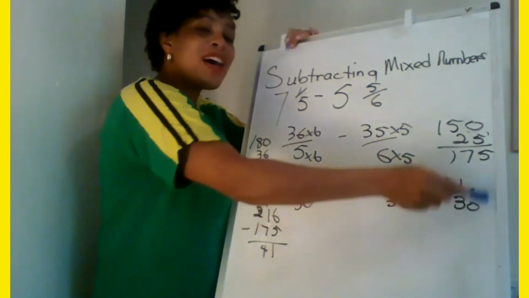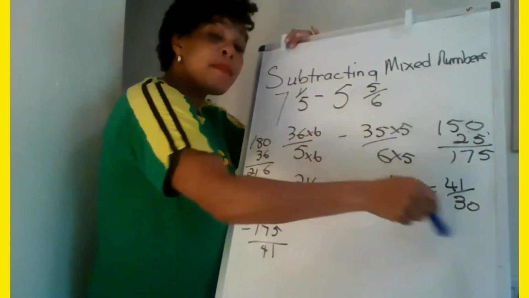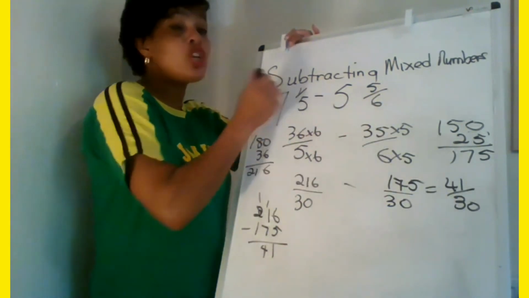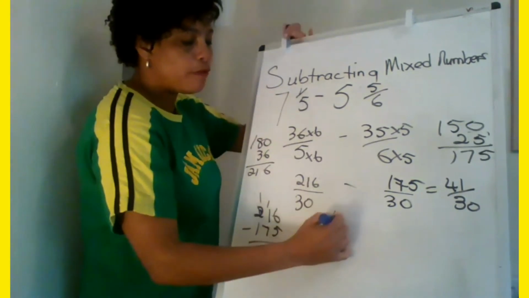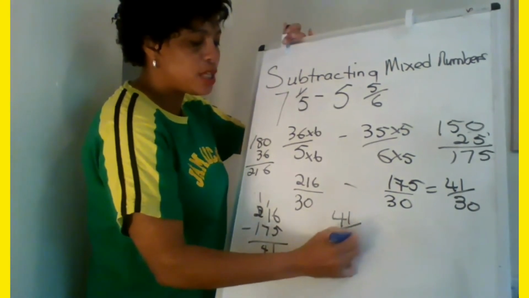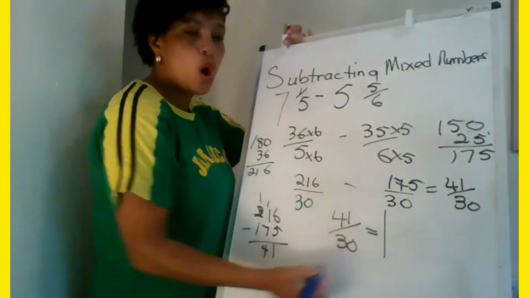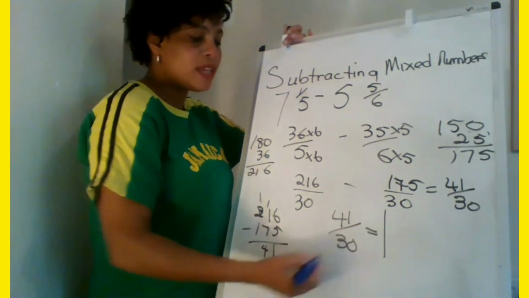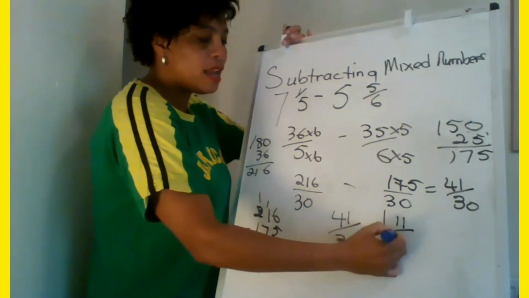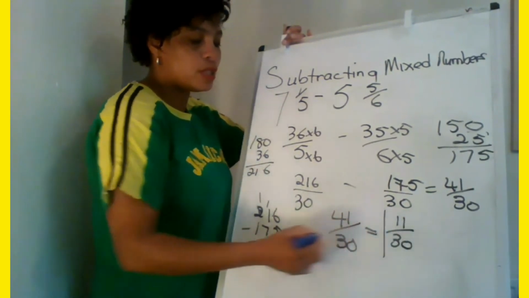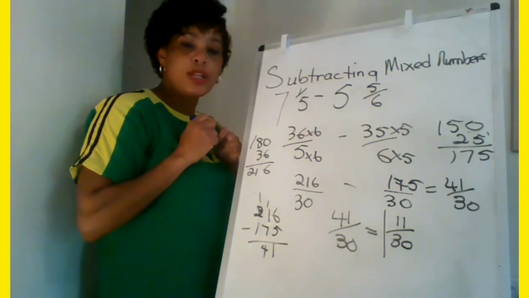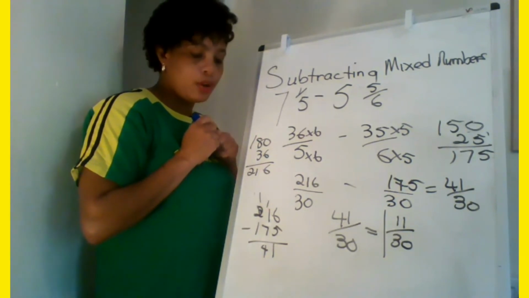Now, remember that this is an improper fraction. So I can now change it back to a mixed number. So 41 out of 30 is equal to, how many 30s can I get out of 41? 1. And how many is going to be left? 11. So 1 and 11 out of 30. So my answer there is 1 and 11 out of 30.